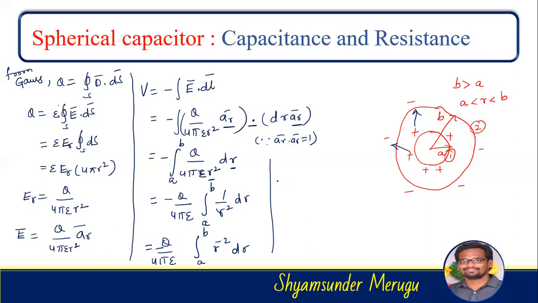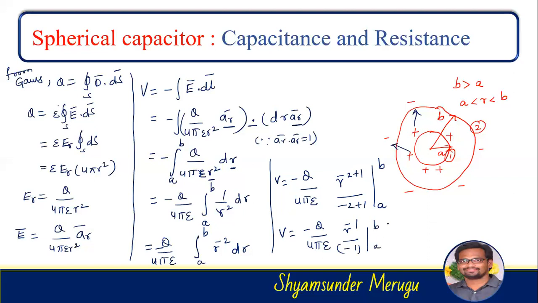So V equal to minus q by 4 pi epsilon. Then integrating that one, we get R power minus 2 plus 1 by minus 2 plus 1, and the limits are A to B. So V equal to minus q by 4 pi epsilon, R power minus 1 by minus 1, A to B. And here we can write V equal to q by minus of 4 pi epsilon, then it is minus of 1 by R, the limits are A to B.